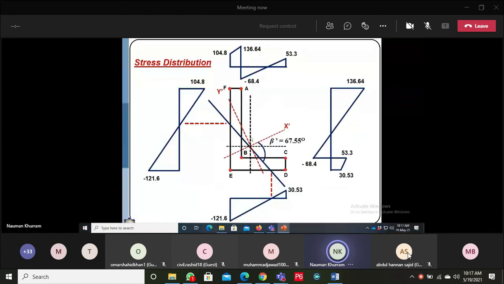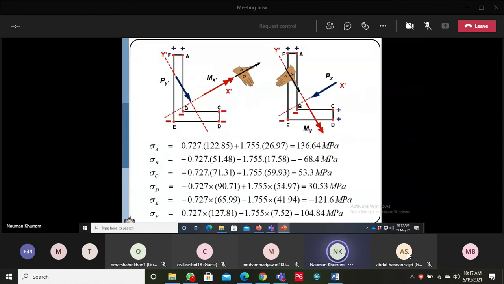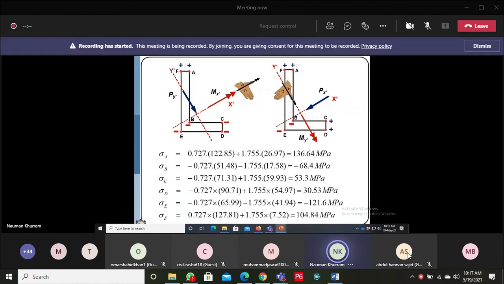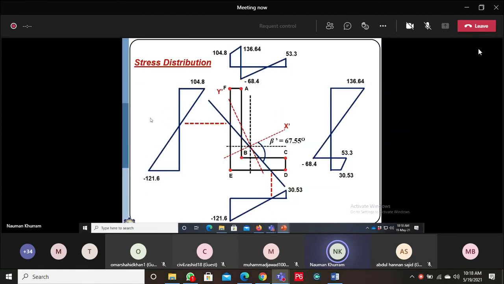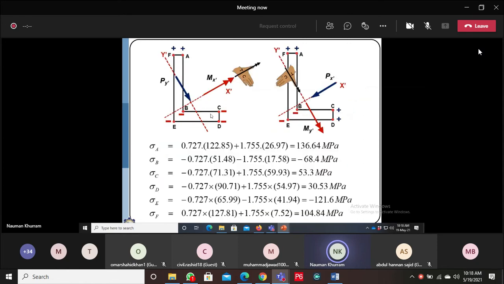Okay, Bismillahirrahmanirrahim. Okay, before the break, we computed the stress at all points. Now we are discussing the plotting of stress profile along the periphery. So first of all, we can plot the stress along this left surface, along surface F and E. So this is our basic reference line, and you will see that at point A we have stress value 136.64, and at point F we have stress, and at point E minus 121.6.